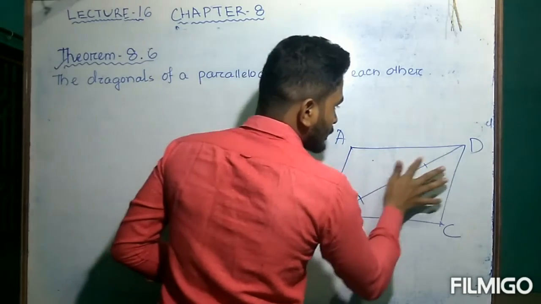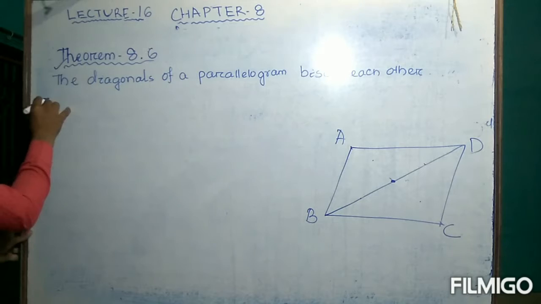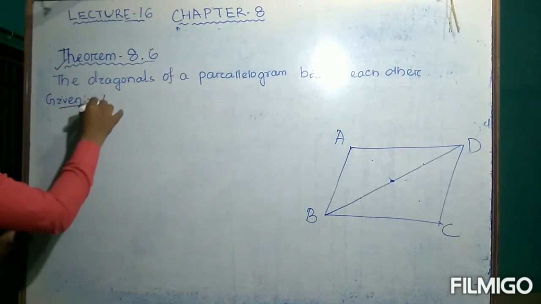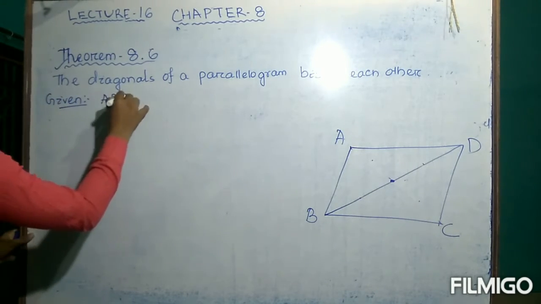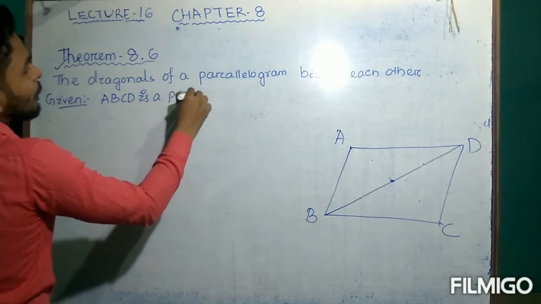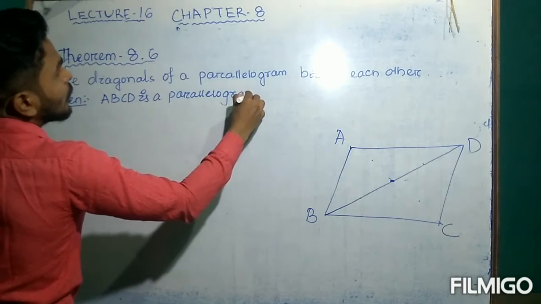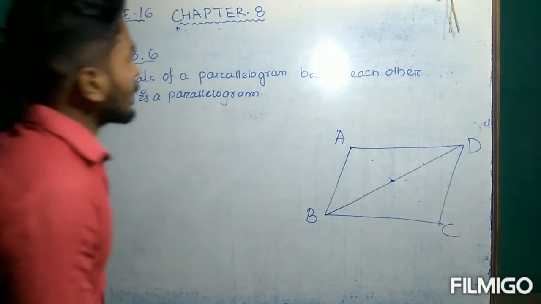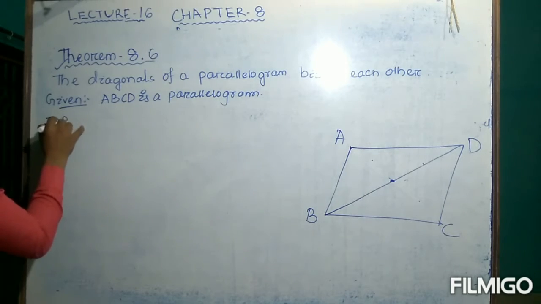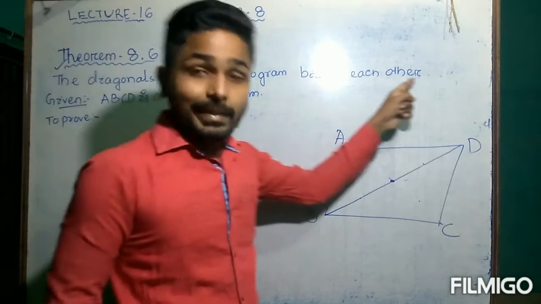So let us write what is given here. So given. What is given? ABCD is a parallelogram. Understood? ABCD is a parallelogram. Now, what do we have to prove? We have to prove that both the diagonals bisect each other.